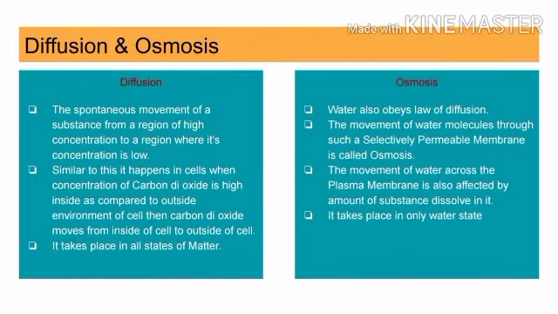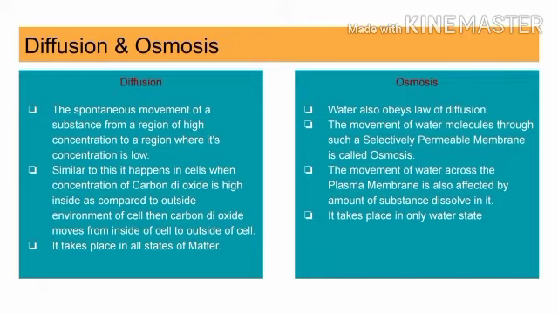Our next topic is diffusion and osmosis. Diffusion: the spontaneous movement of a substance from a region of high concentration to a region where it is at low concentration. Similarly, in the cell, when the concentration of carbon dioxide is high inside compared to the outside environment of the cell, then carbon dioxide moves from inside the cell to outside the cell. The next point, it takes place in all states of matter, that is liquid, gaseous and solids.